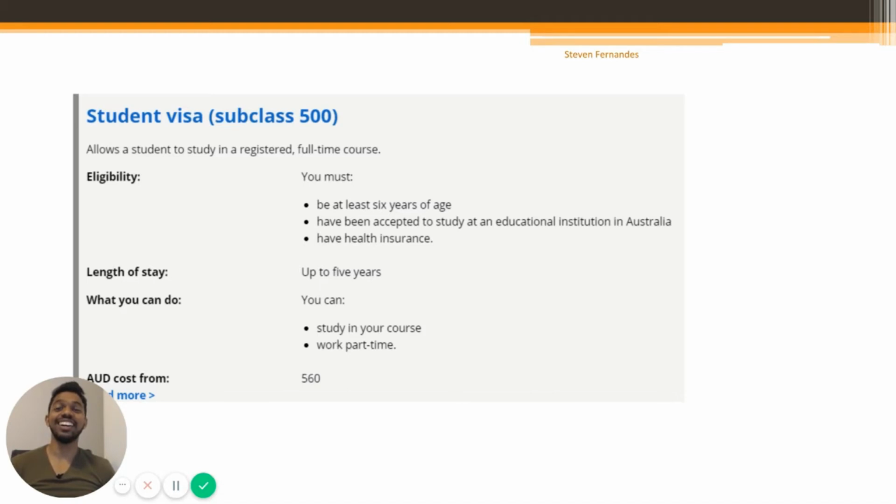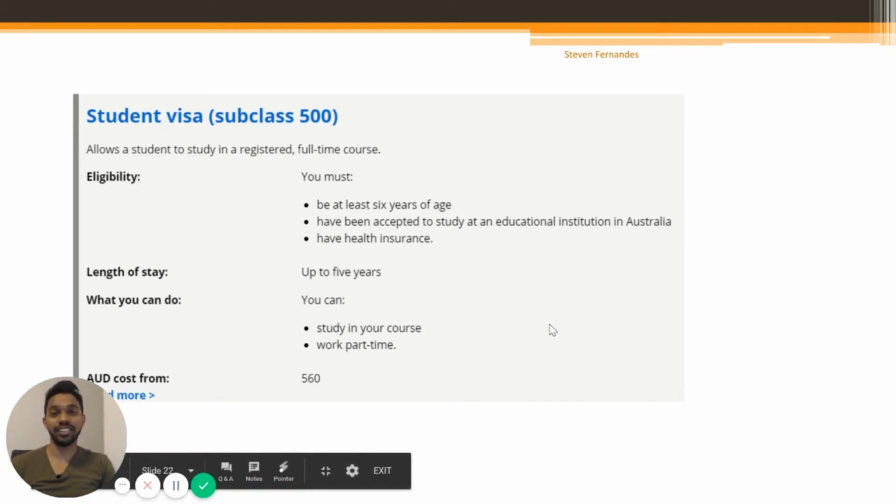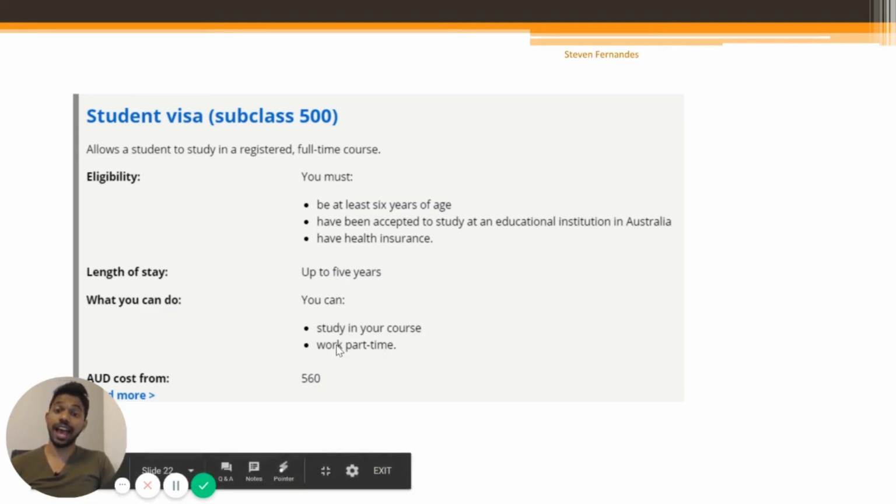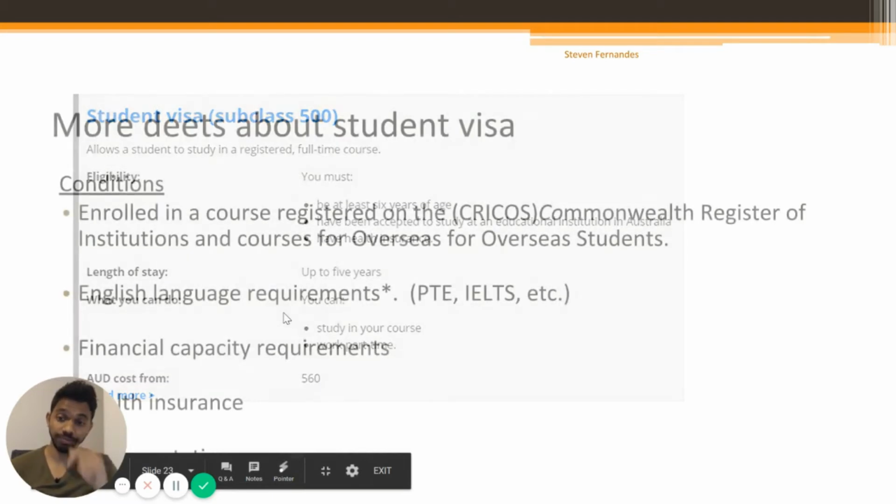You also need to be accepted to study at an educational institution in Australia. So you need to apply to a university, the university needs to approve your application, and then you can apply to the government for a visa. You need to have health insurance. You can stay up to 5 years, depending on your course, and it allows you to study and work part-time as well. And the cost for this visa is $560.